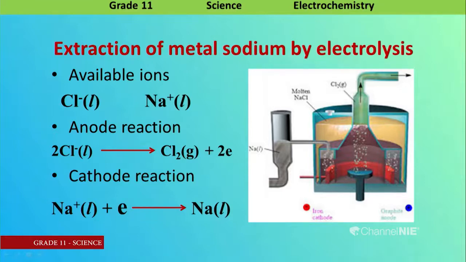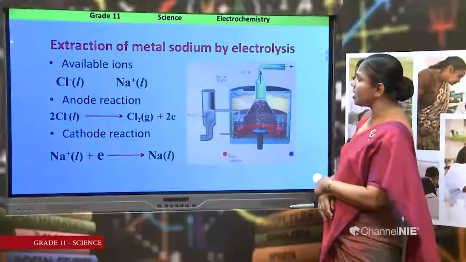Right, now just look at what chemical reactions take place in this setup. See the available ions, chloride ions and sodium ions, and what is the anode reaction? Chloride ions are attracted to the positive electrode, the anode, and release electrons forming chlorine gas. The cathode reaction is that sodium ions are attracted to the cathode and receive electrons to form sodium metal. Okay, children.